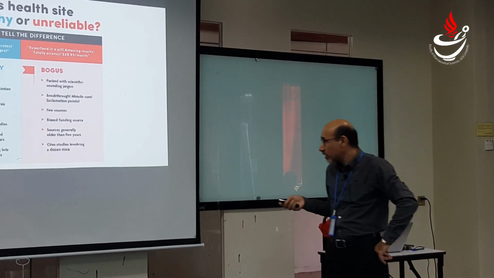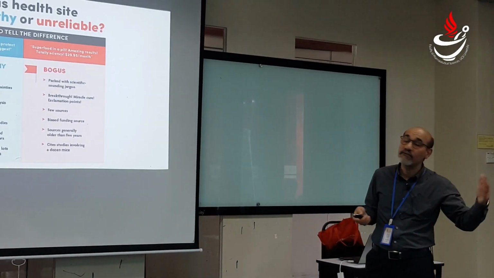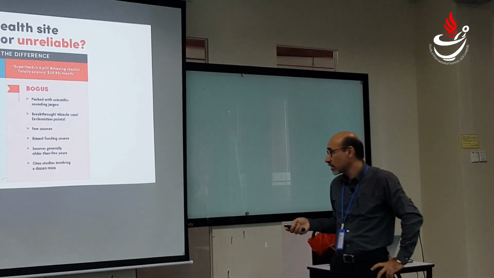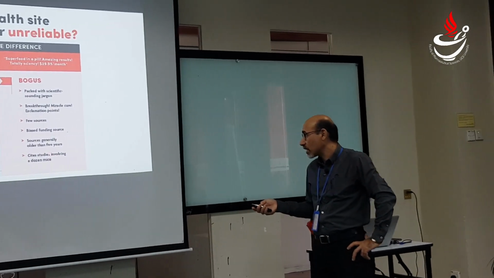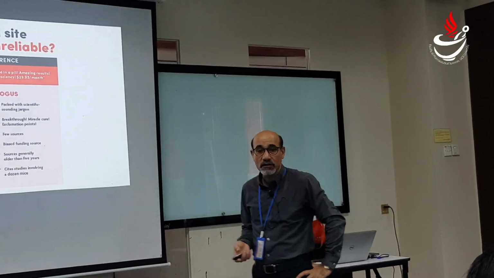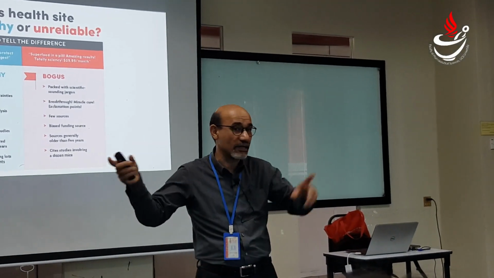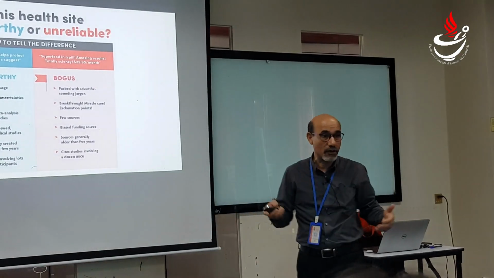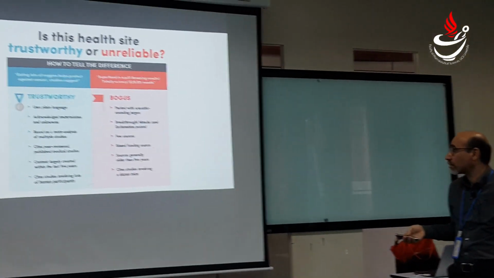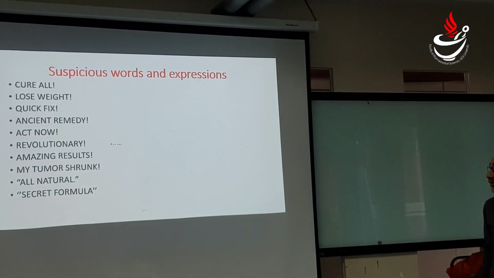Content largely created within the last 5 years compared to the old information, and cites studies involving lots of human participants versus cites studies involving a dozen mice. Again, as I told you in that article, which was just an animal study compared to human studies, for example. So these are the suspicious words.